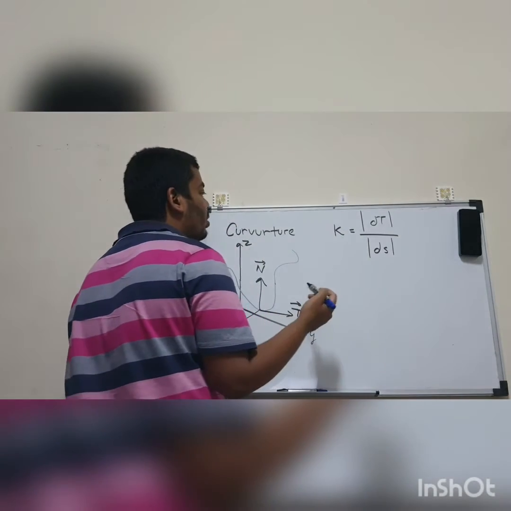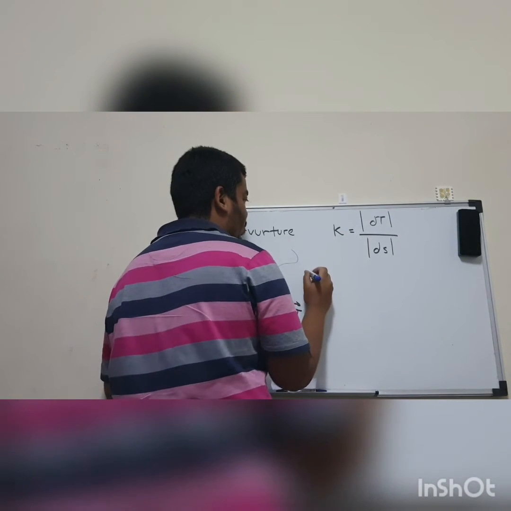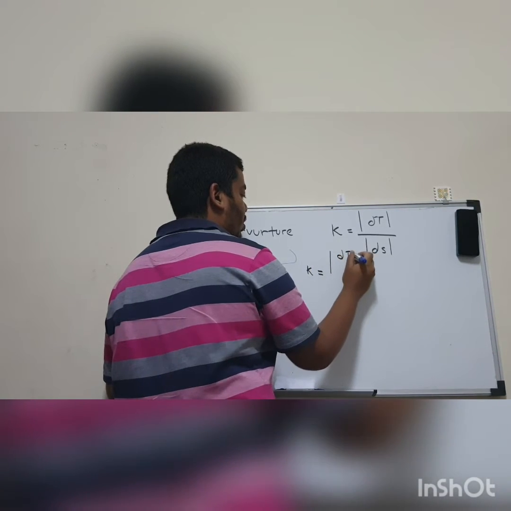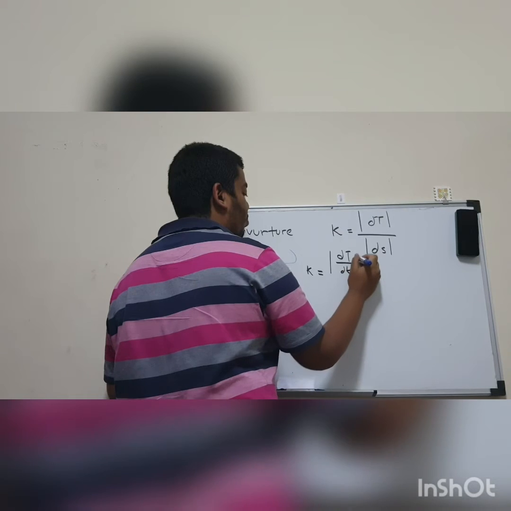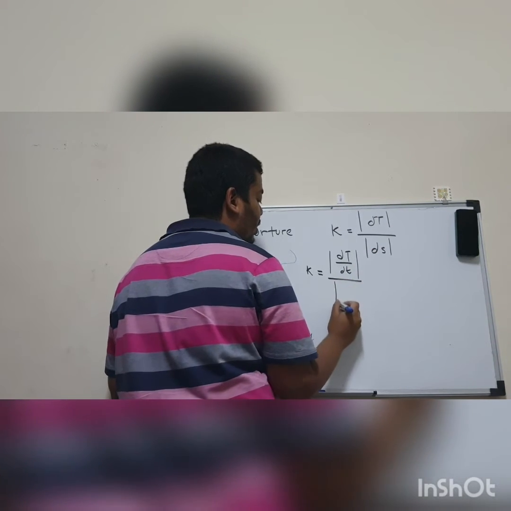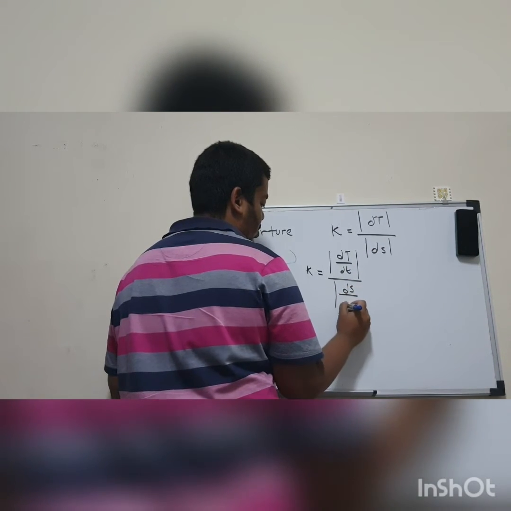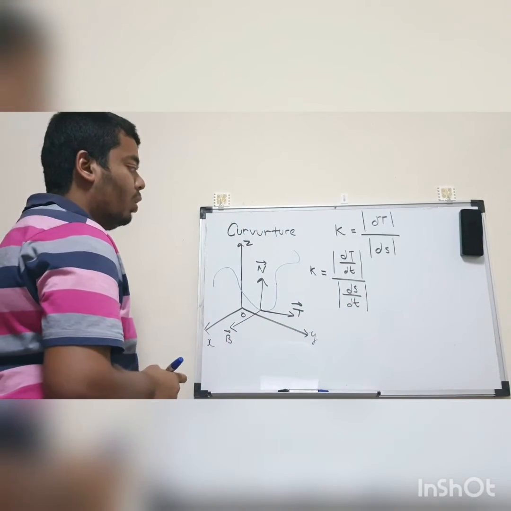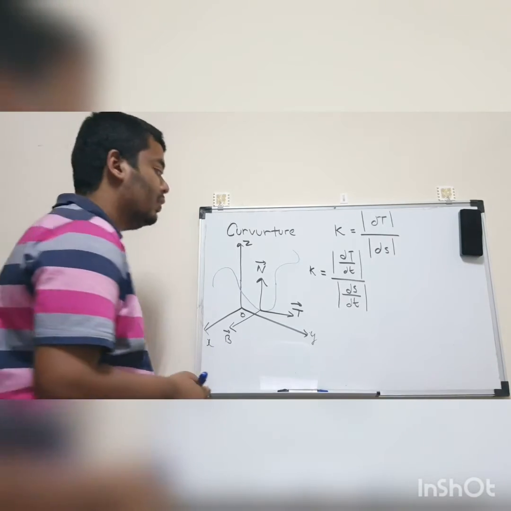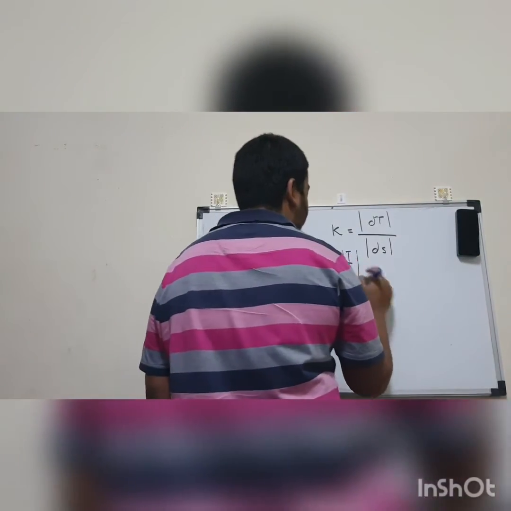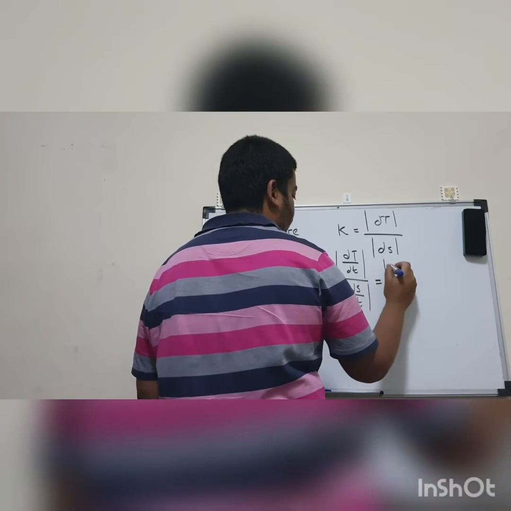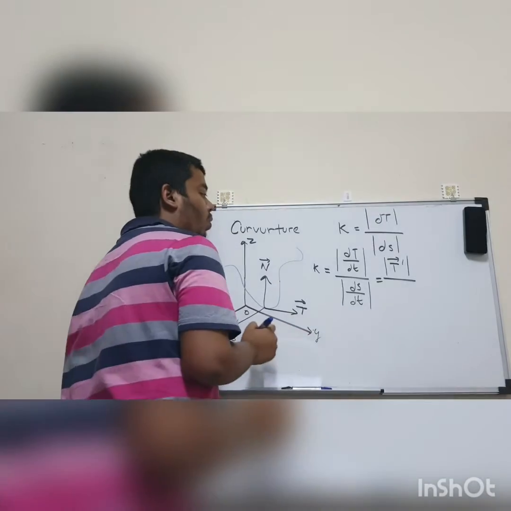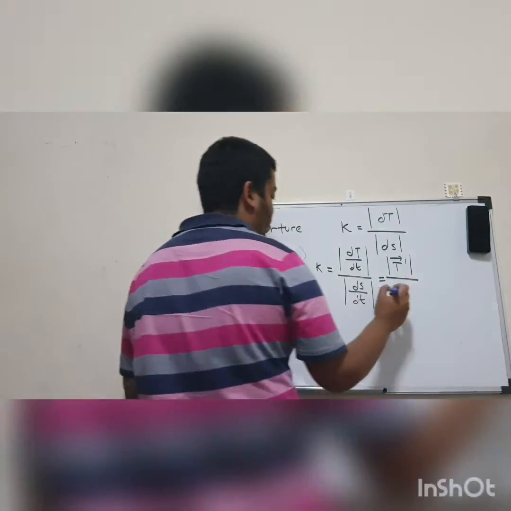I want it to be all in terms of r and r prime. So let's go ahead and compute. We know that k can be written as dT over ds. Multiply both the numerator and the denominator by 1 over dt so that the equation remains balanced. We know the numerator is always equal to the magnitude of the derivative of the unit tangent vector over the magnitude of the derivative of the position vector.